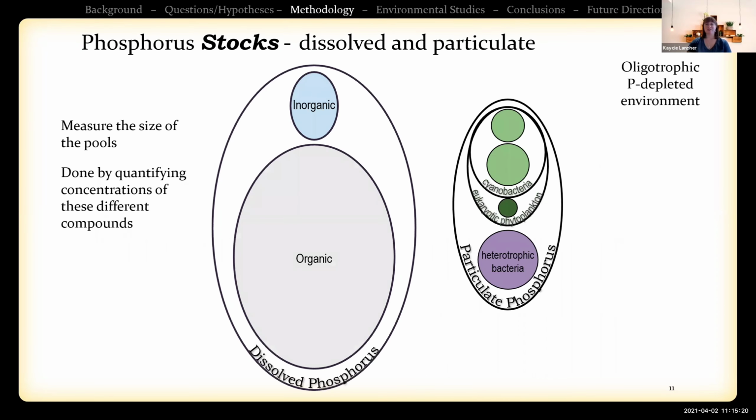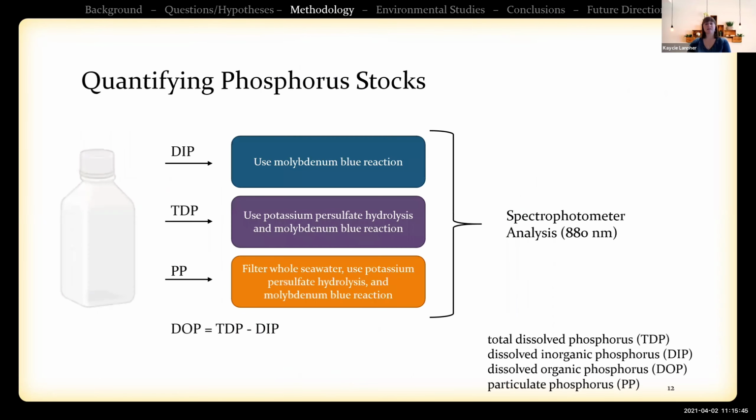So how are we going to do this? Phosphorus stocks, again, are these two big pools, and then we break the dissolved pool down into DIP and DOP, and then we have particulate P. Measuring the stocks is just done by measuring the concentration of these pools. How we do that is we take whole seawater and put it through differing phases of reaction.